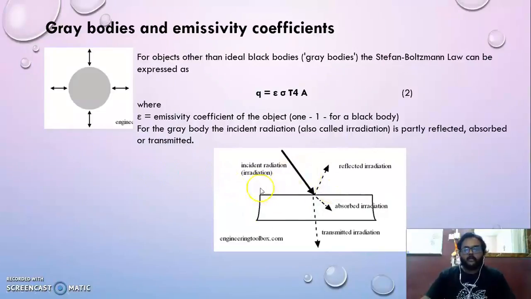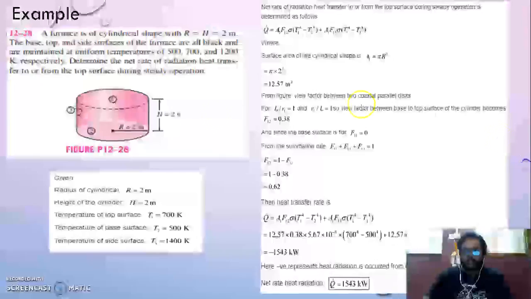As you can see in this picture, for the gray body, the incident radiation, or we can call it irradiation, is partly reflected, absorbed or transmitted. So you can see this is partly reflected, this is absorbed, and this is transmitted through the body.